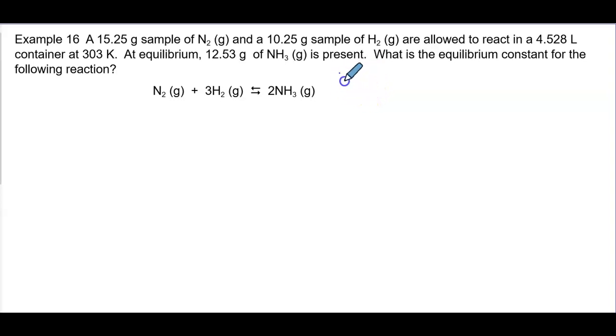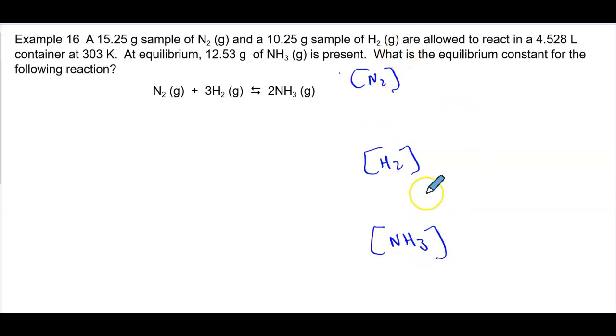So we know we need to have N2 at some point, H2's concentration, and NH3's concentration. Now, we could be given concentrations at the initial position or the equilibrium position, but we have to have something for each, whether it be an I or an E. Okay, so we're going to go through and calculate the molarity of these.